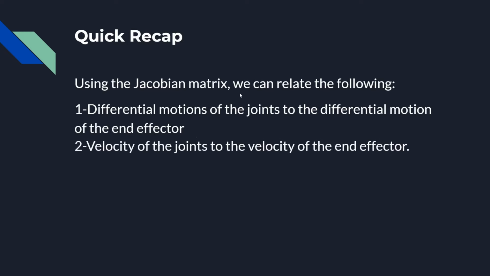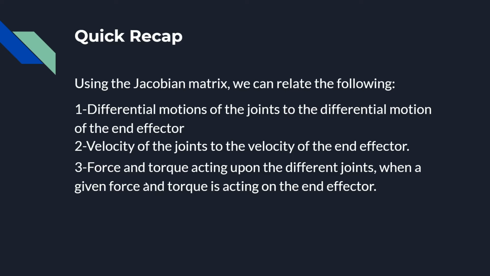The second thing that we could relate were the velocities of the joints. So we could see how the different speeds of the joints would cause a different speed in the end effector. Once we know what the speed of the end effector should be, we could figure out what the speed of the joints should be to get the required speed at the end effector. The third thing was we could calculate what the force and torque would be on each and every single joint given the force and torque that's acting upon the end effector. All of these we could do using the Jacobian matrix.